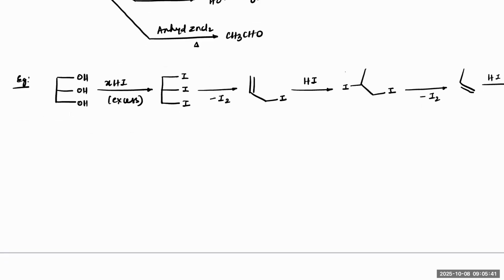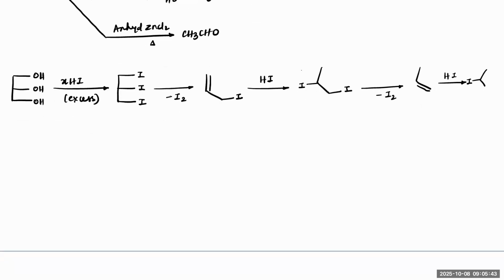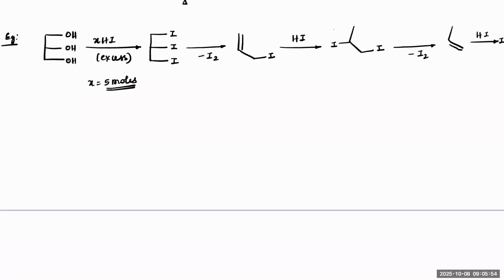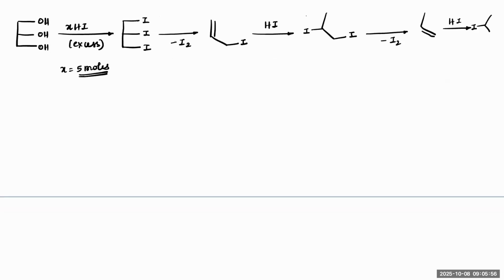Clear? So total number of moles, how many? 3 moles here, and then 4 moles and 5 moles. So total, X is equal to 5. So 5 moles have been used here. Done. This is the product formation. Any doubt? No, sir, understood.